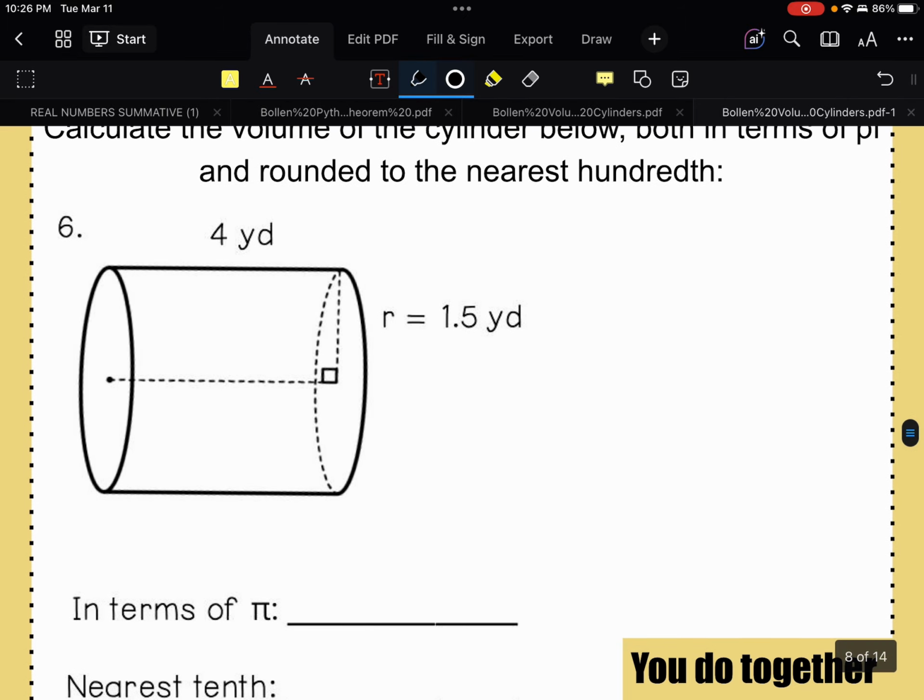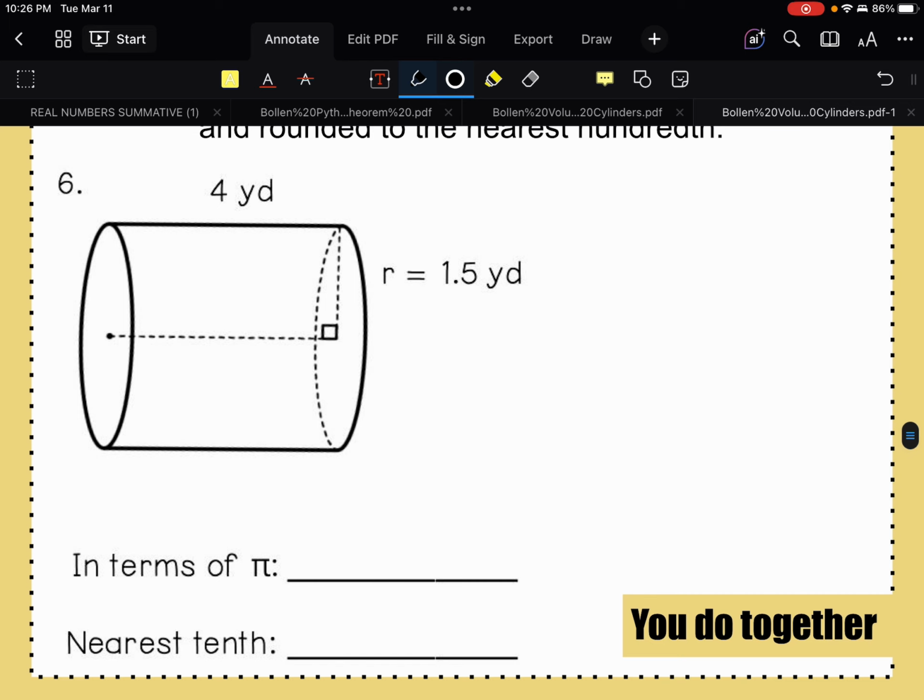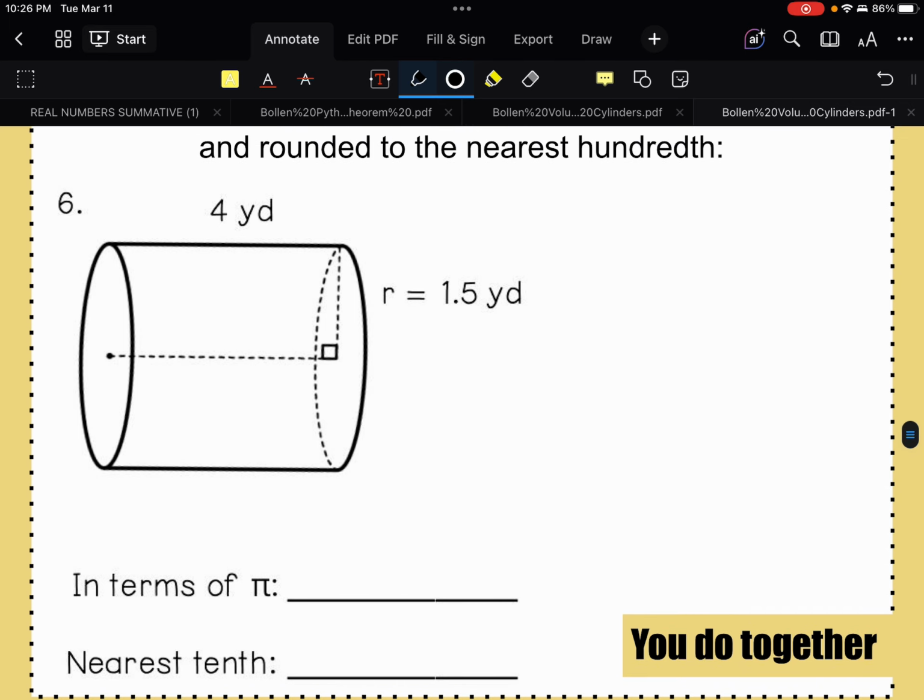You're ready to go ahead and try and solve this one on your own. You are rounding to the nearest hundredth, so you're rounding those 2 decimal places this time. And you do have your radius, so you're using that formula. Volume equals pi r squared times your height. And this is nearest tenth, but up here we said hundredths, so either way you want it is fine with me.